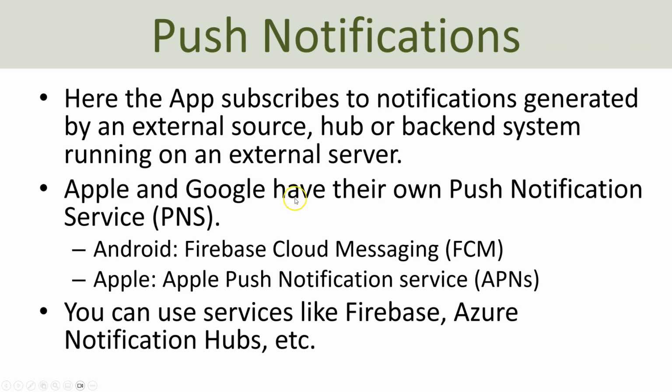Both Apple and Google have their own so-called push notification service, shortened PNS. So Android has something called Firebase Cloud Messaging, shortened FCM, while Apple has the Apple Push Notification Service, shortened APNS, like this. In order to set up these push notifications, you can use a service like Firebase. You can use something called Azure Notification Hubs, etc.